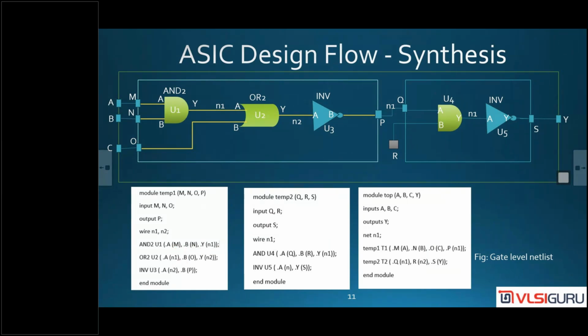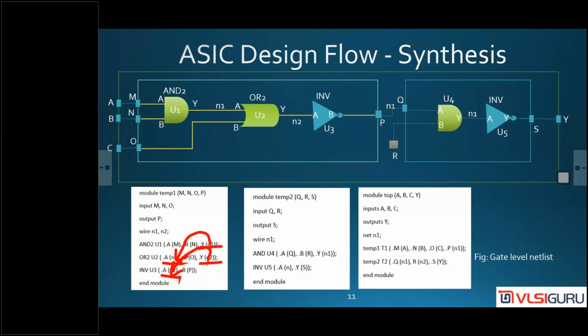Right? The output of the AND gate is connecting to net N1. The input of the OR gate is connecting to what? Net N1. This clearly indicates there is a connection between the output of the AND gate and the input of the OR gate. Similarly, the output of the OR gate is connecting to net N2. The input of the inverter is connecting to net N2. The meaning is that the output of the OR gate is connecting to the input of the inverter. So this is called gates and their connections.